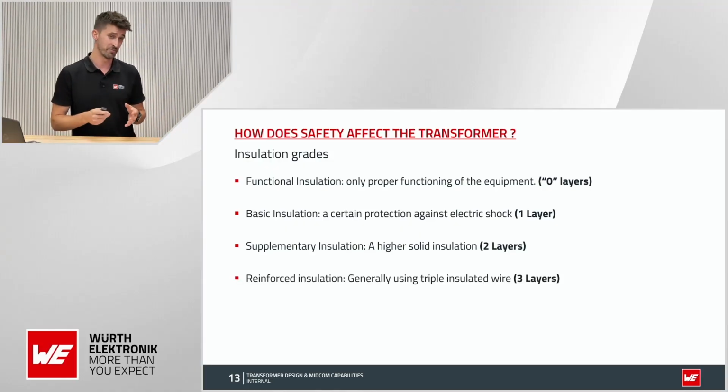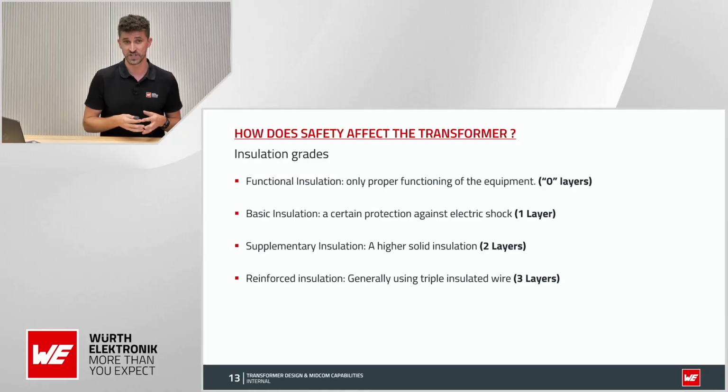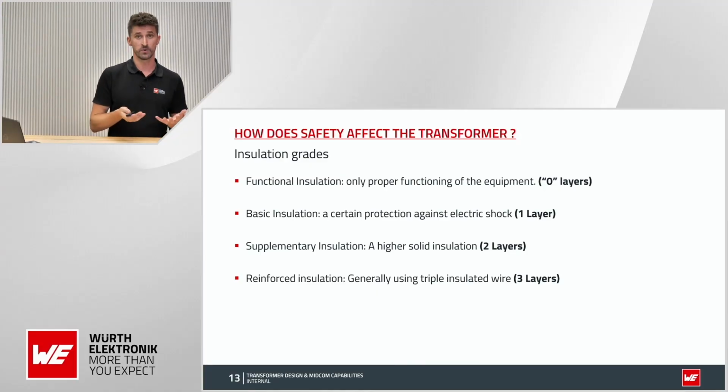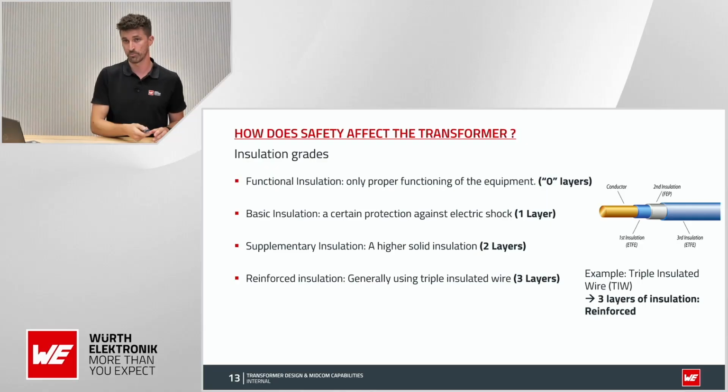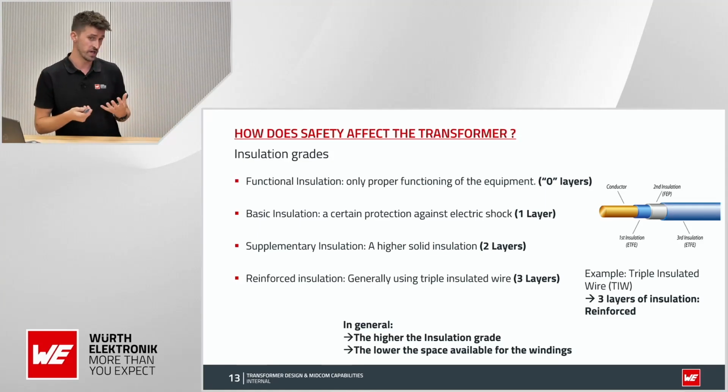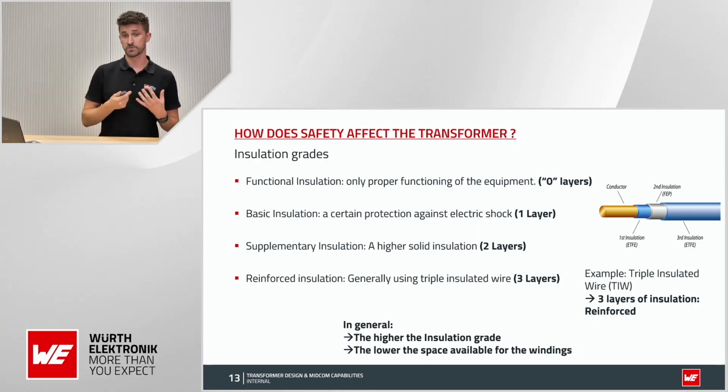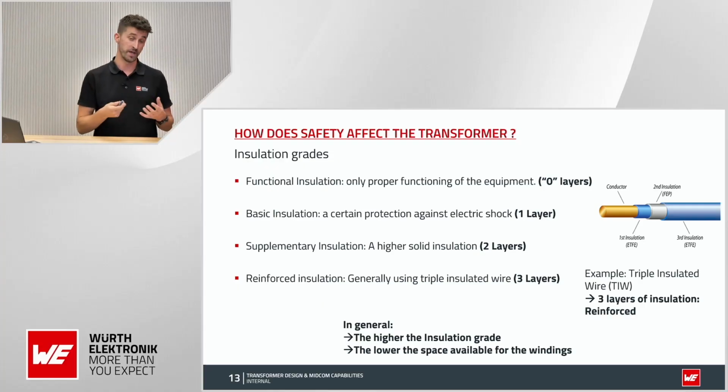And then let's see the most common one, but also the most difficult one that we have to achieve, which is the reinforced insulation. To achieve this one, we need 3 layers of insulation, and a common component that we use to achieve this grade is a triple insulated wire. We can see here, and I wrote it as an example to explain quickly what we are talking about. In orange, we have the conductor, which is a bare wire, and we have the first, the second, and the third layer of insulation. So you can see that we are talking about 3 layers. And to conclude, in general, the higher the insulation grade, the lower is the space available for the windings, because around this copper, we need to add the number of layers needed, and in this case, we are sacrificing space that we will need in the winding area.